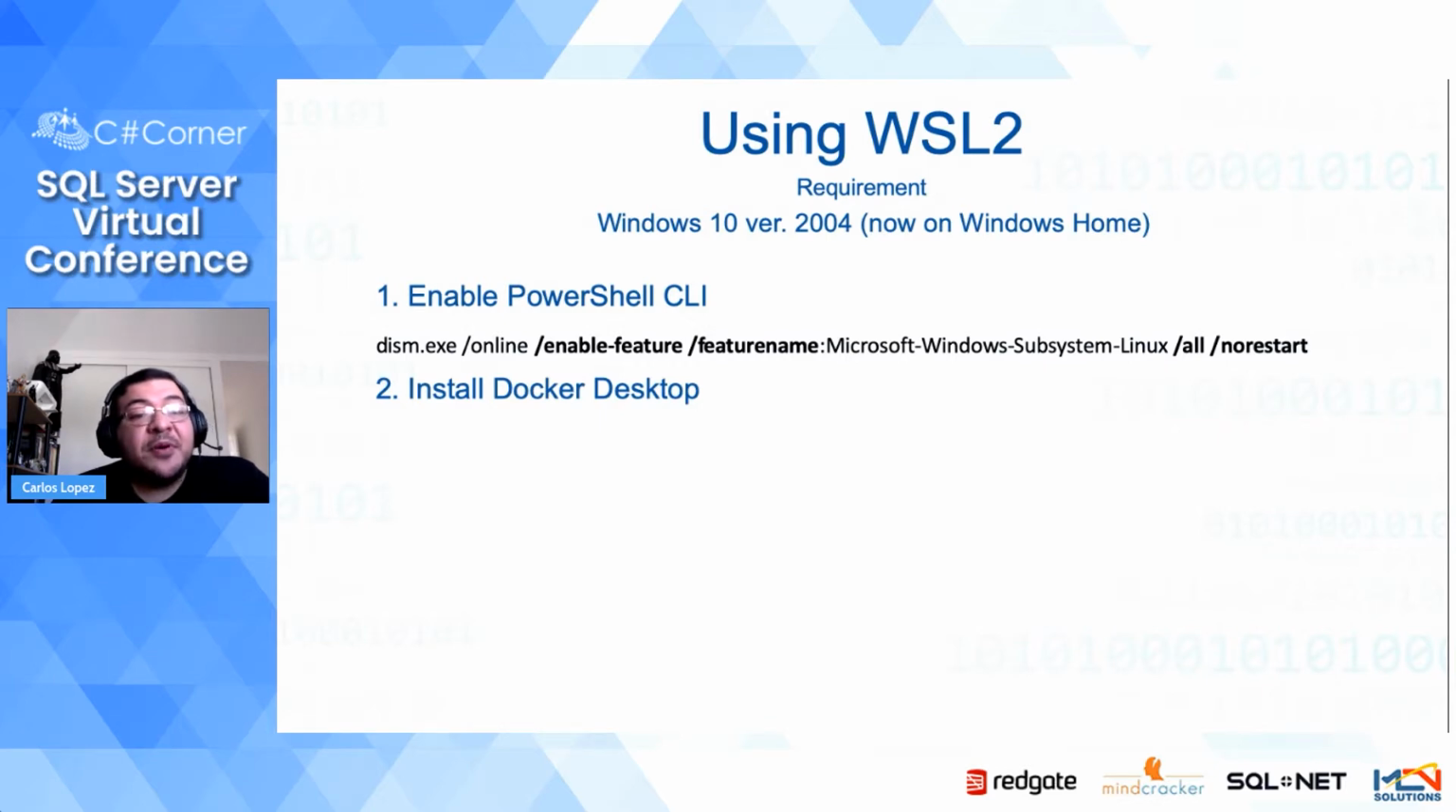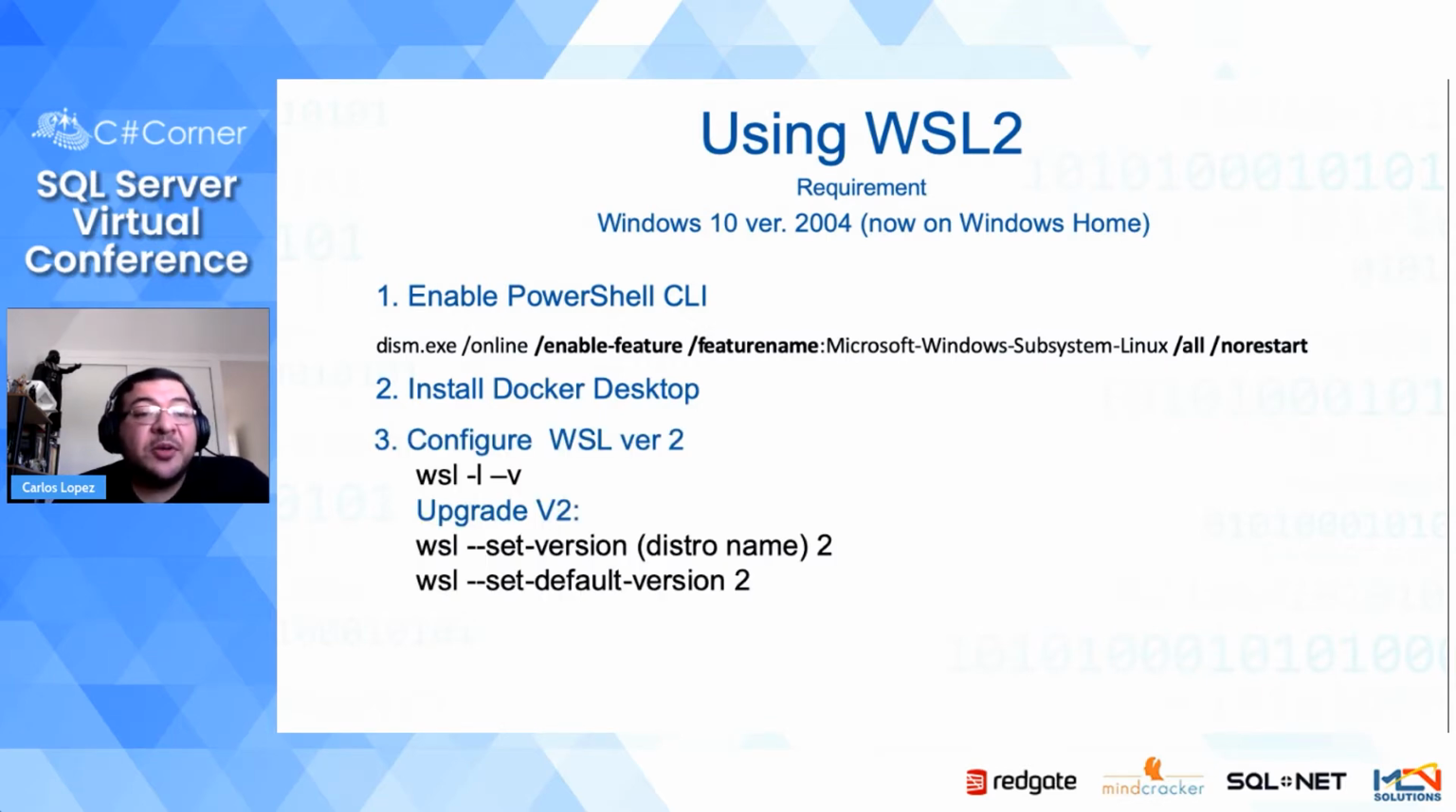I have put it as step number 2 to install Docker Desktop. However, if you only want to use WSL for another purpose, you don't need Docker. But in this case, we need the containers, so we need it. In the third step, we're configuring WSL with these commands. The parameter -l is for listing all your Linux distributions there, as you can have more than one. You can have more than one image there.